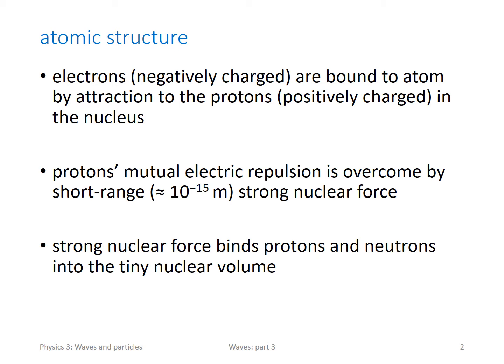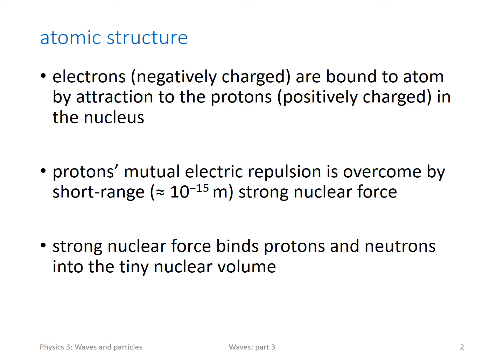Atoms consist of negatively charged electrons surrounding a very small positively charged atomic nucleus. The electrons are bound to the nucleus by electrostatic attraction between the negatively charged electrons and the positively charged protons found in the nucleus. So in the most simple atom, the hydrogen atom, we have a single electron electrostatically bound to the single proton that makes up the hydrogen nucleus.